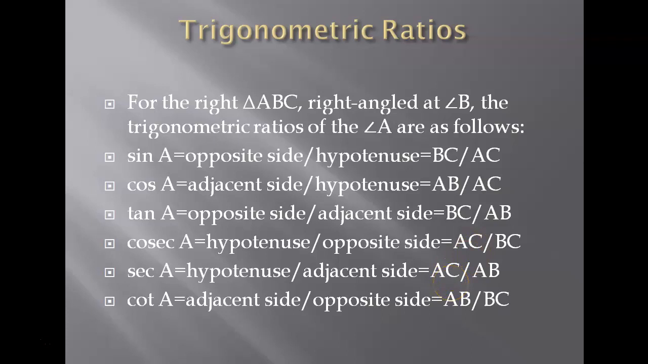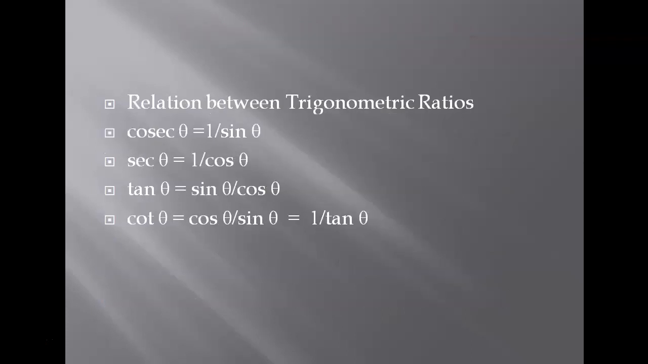Now next, secant A. Secant A is AC upon AB. If you will see the cos A, that is AB upon AC. So secant A is the reciprocal of it. In a similar way, cot A is the reciprocal of tan A. Tan A is BC upon AB, and the reciprocal of tan A is cot A, so AB upon BC.